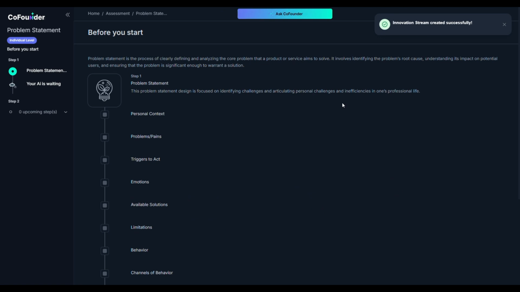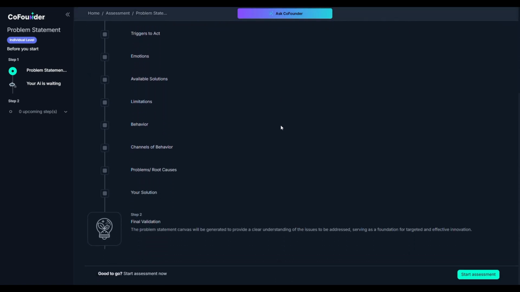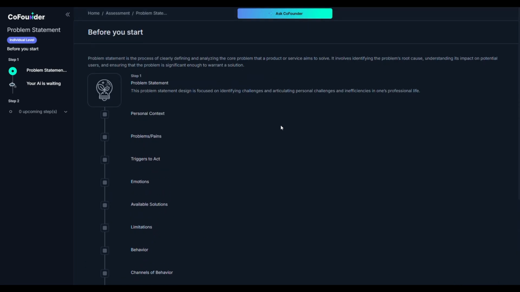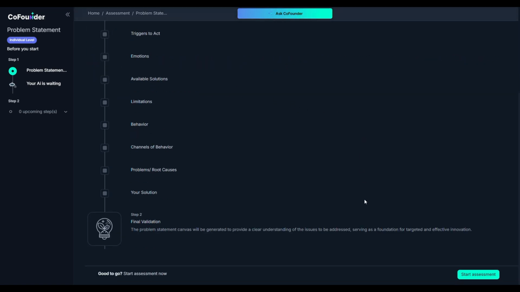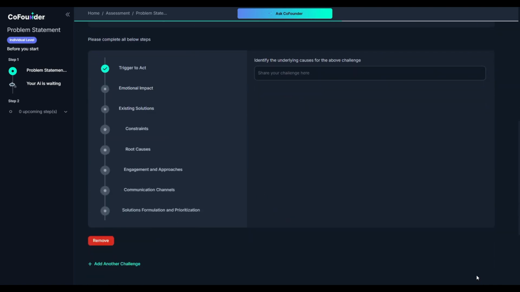This is the most human-driven part of the innovation stream, and the one that makes or breaks everything that follows. Innovation doesn't fail because ideas are bad. It fails because the problem was never clearly understood. Vague inputs lead to vague outcomes. But when a problem is defined with precision from the perspective of the person who lives it, everything downstream accelerates. This is where clarity becomes your biggest competitive advantage.